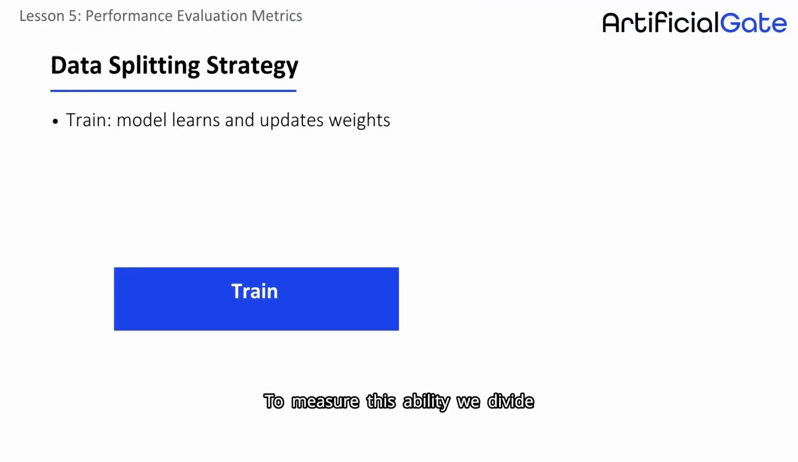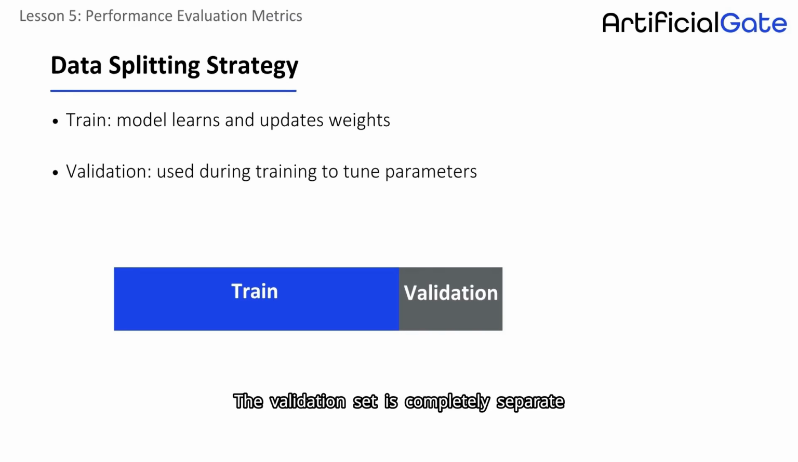To measure this ability, we divide the dataset into three defined parts: the training set, on which the actual training takes place. The network sees the data, calculates the loss, and updates the parameters using the gradients. The validation set is completely separate from the training set and is used to assess the model's performance during training. Is the accuracy improving? Is overfitting occurring? Should we stop early?